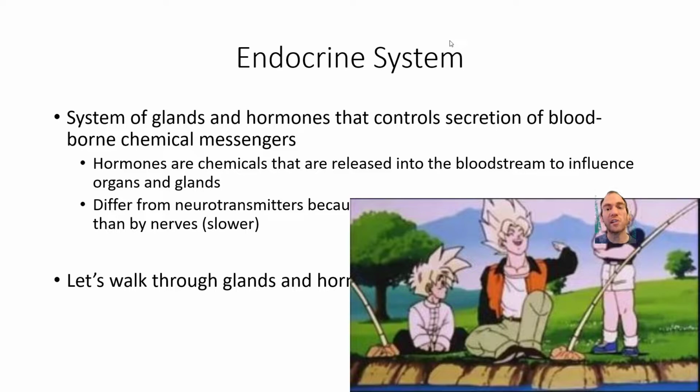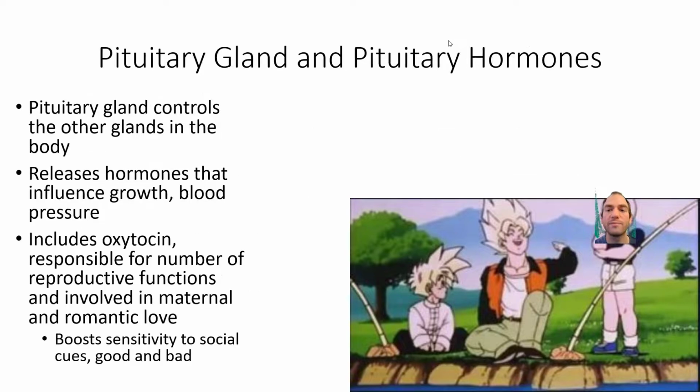So the endocrine system actually is talked about a lot in the general public. So let's walk through some specific hormones and glands that are commonly talked about. Beginning with the pituitary gland, which controls the other glands in the body, characterized at times as the master gland, and it's very common to have pituitary gland issues. It releases hormones that influence growth and blood pressure. It includes oxytocin, which is responsible for a number of reproductive functions involved in maternal and romantic love.